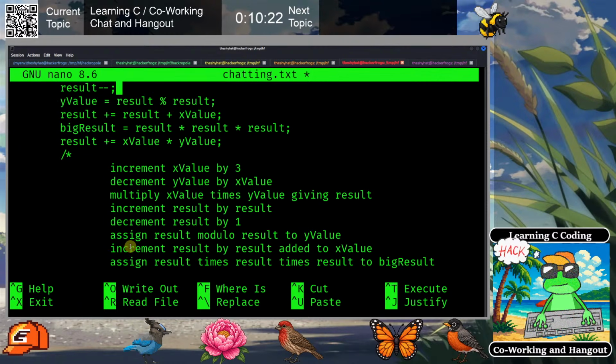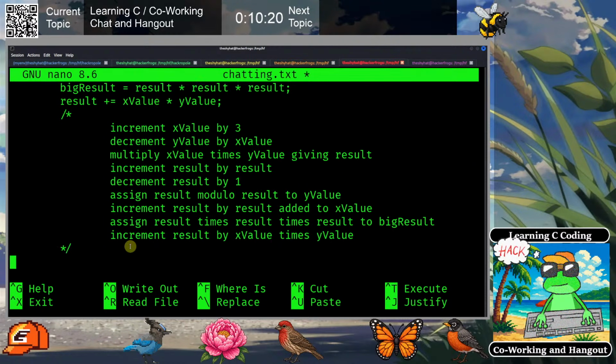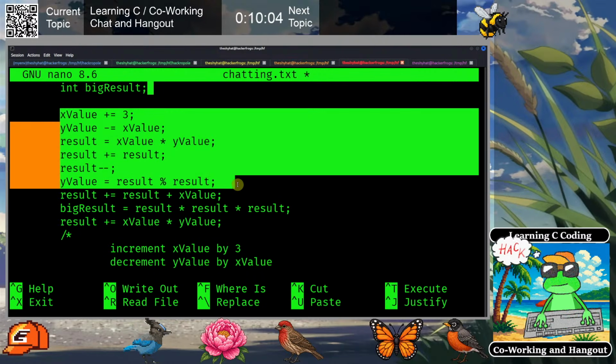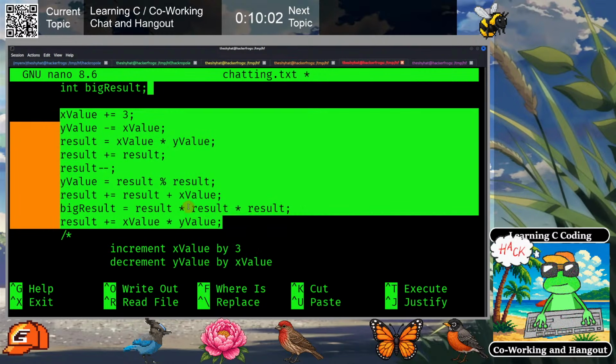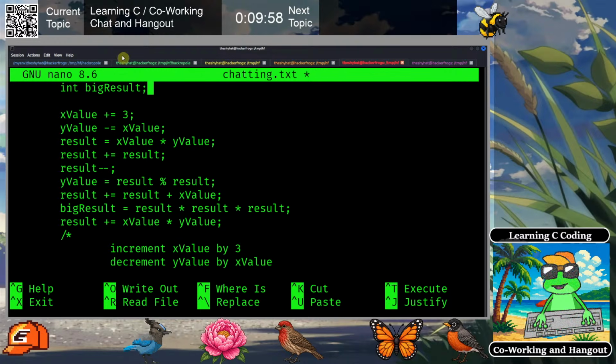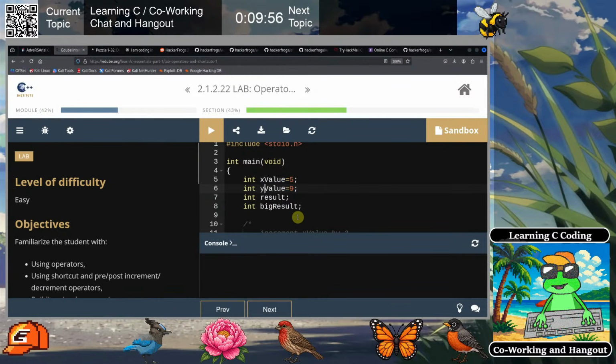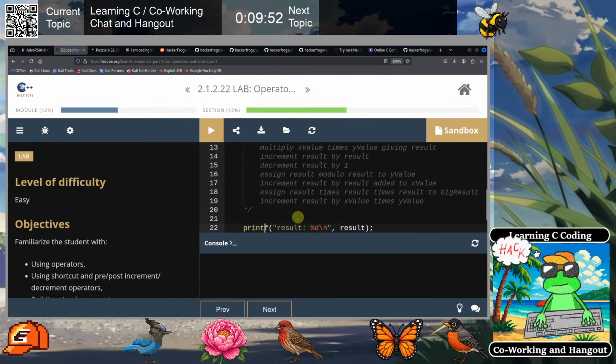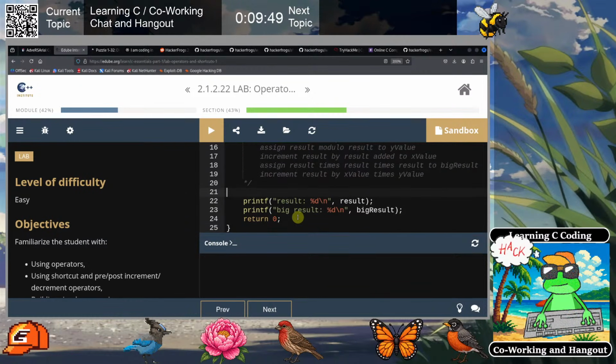Okay, so how many instructions are there here? 1, 2, 3, 4, 5, 6, 7, 8, 9. So we just need to make sure that the number of operations or the lines of code match. 1, 2, 3, 4, 5, 6, 7, 8, 9. Okay, so we can just copy paste this then, and we'll put our code here.